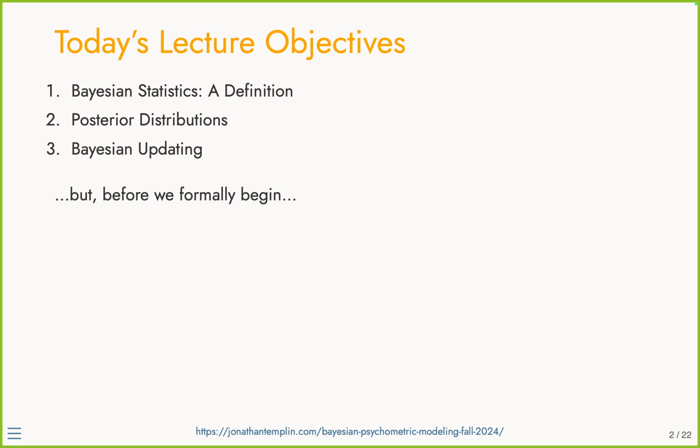So our objectives today are to define what Bayesian happens to be, to talk about posterior distributions, and talk a little bit about Bayesian updating. And if you've never heard about any of that stuff, that's great. If you've heard about all that stuff, thanks for being here and enduring what I'm about to say.